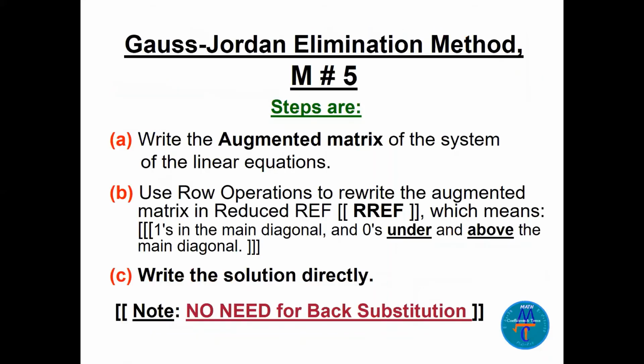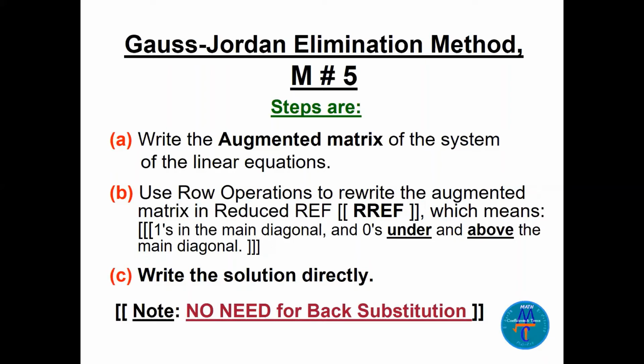Now, method number 5, very similar to method number 4. There's a little change, a little adjustment on the Gauss method. That's why we call it Gauss-Jordan, another mathematician. He made some adjustments on the Gauss method, and I called it method number 5. In method number 5, I can put here a note: at the end, there is no need for back substitution.